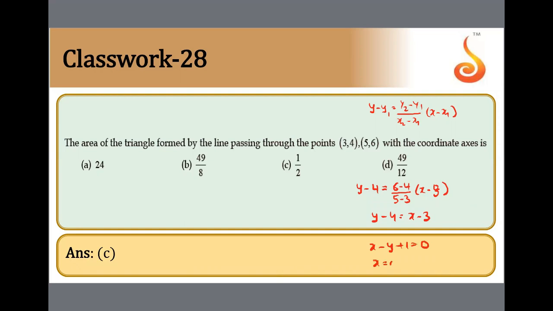Put x equal to 0, you get y is equal to 1. Put y equal to 0, you get x equal to minus 1. So this is the triangle, and you have to find its area. This is (minus 1, 0), this is (0, 1). So area will be half into modulus of minus 1 into 1. You get area half.